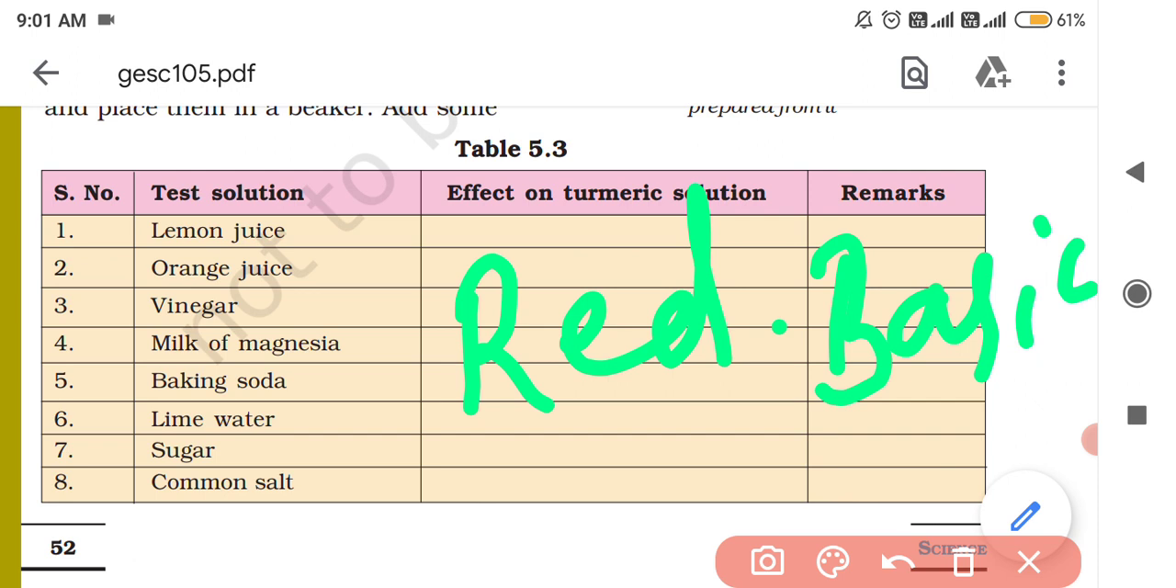In the same way, baking soda also changes the color of turmeric from yellow to red. And the remarks will be basic. In the same way, lime water, that is chuna pani, also contains base. So the effect on turmeric solution will be that the color of the turmeric will change from yellow to red. And you will write basic in the remarks. Okay, clear?